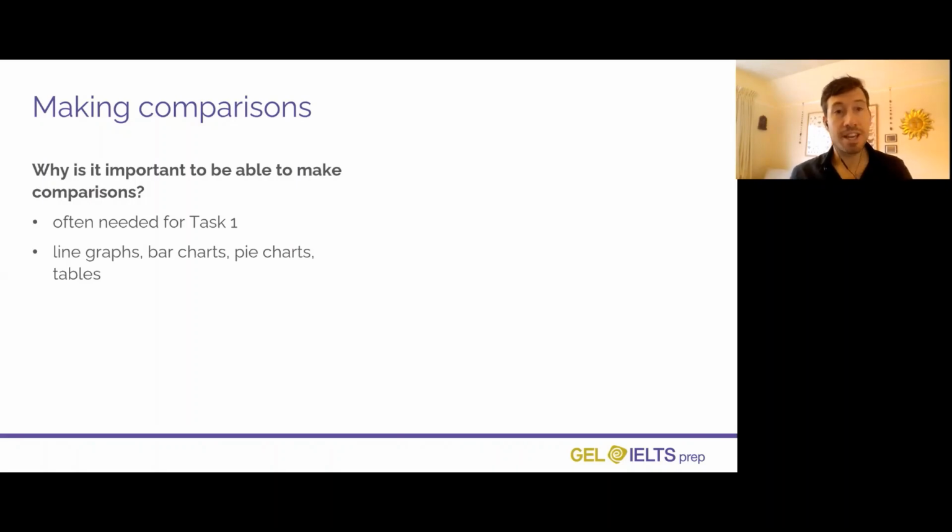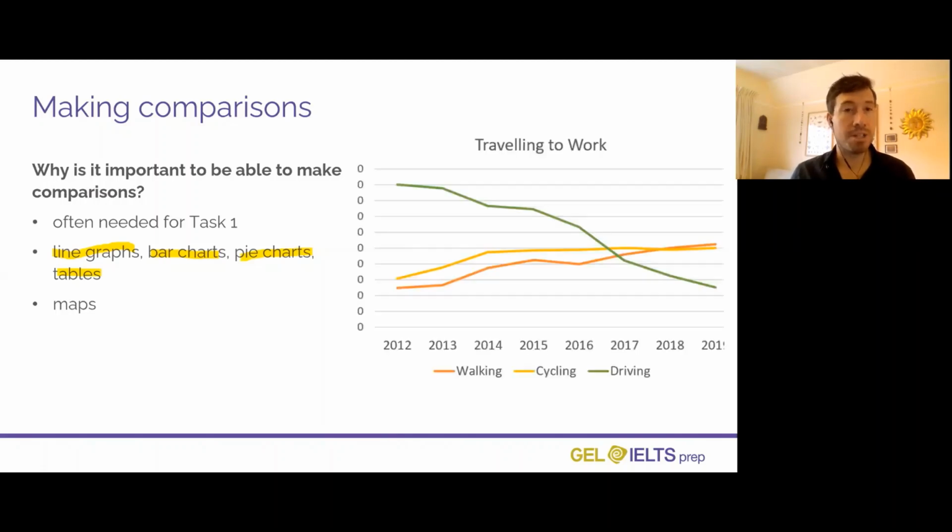So as we say here, line graphs, bar charts, pie charts and tables, these can all be used to make comparisons. Also, in maps, you sometimes need to make comparisons. We'll see what we mean by that in a moment.